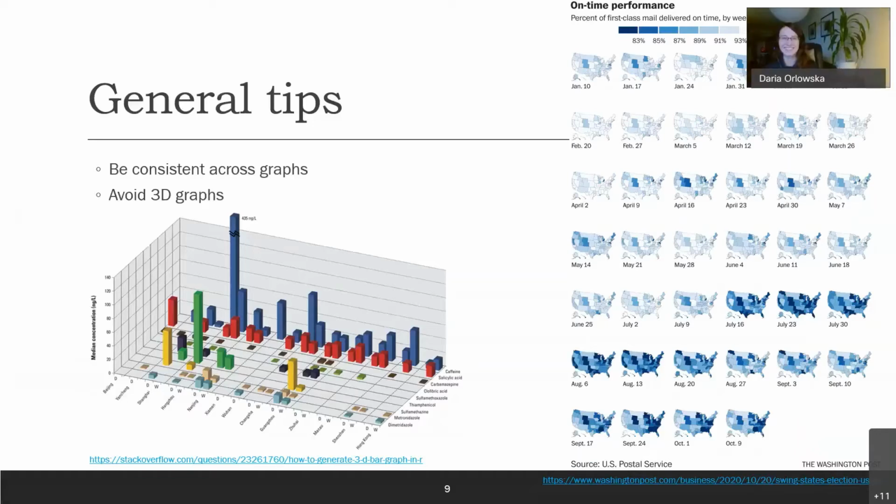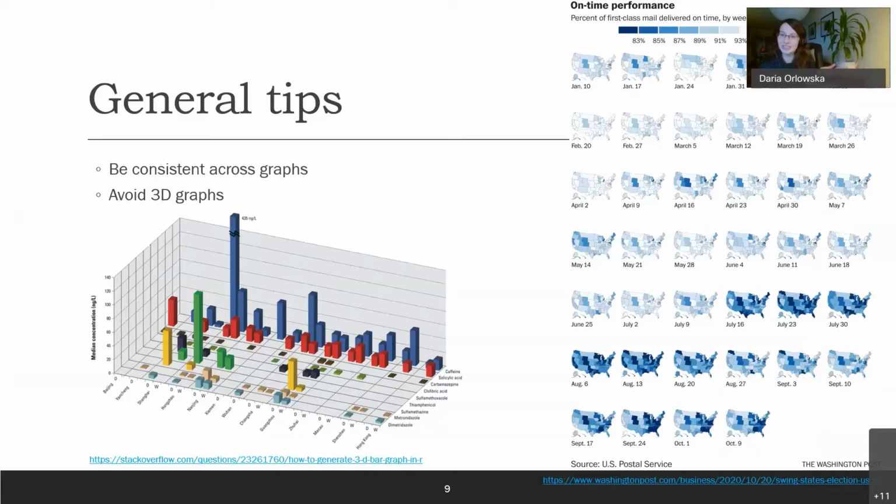So you can see that once he basically came into office and instituted a number of his reforms to save money, there was a dramatic increase in the number of late mail deliveries starting at July 16th. Yeah, and the thing that this visualization does really well is it keeps the maps and the colors of the maps consistent so that you know you're looking at the same thing and you can easily compare that.